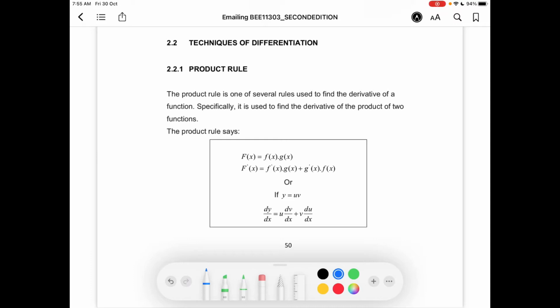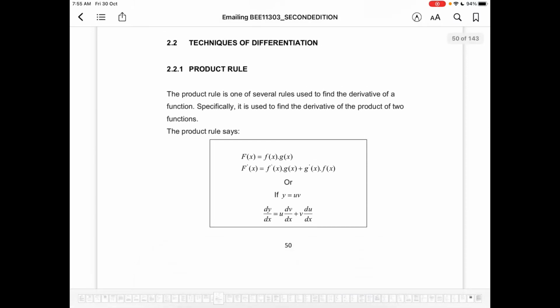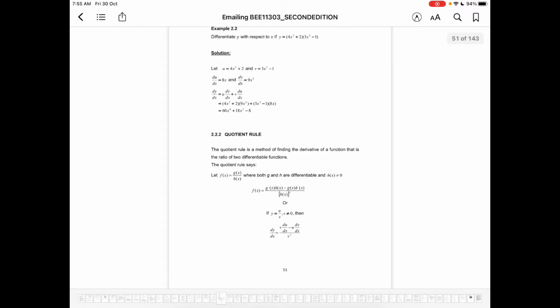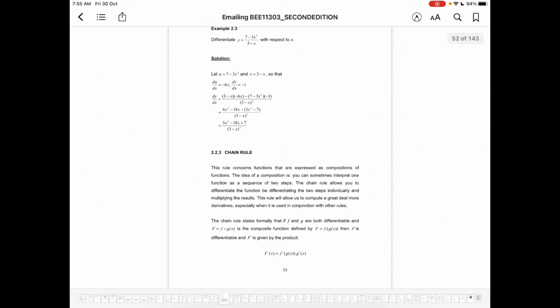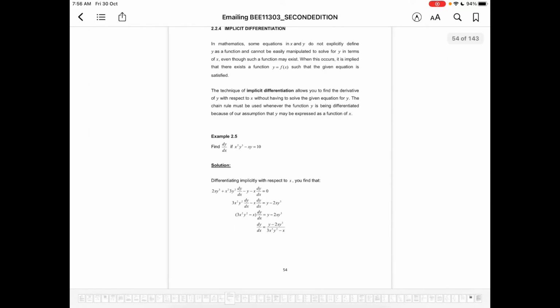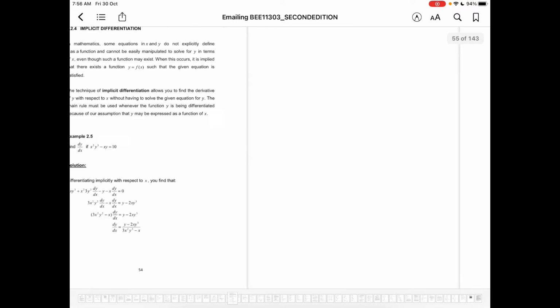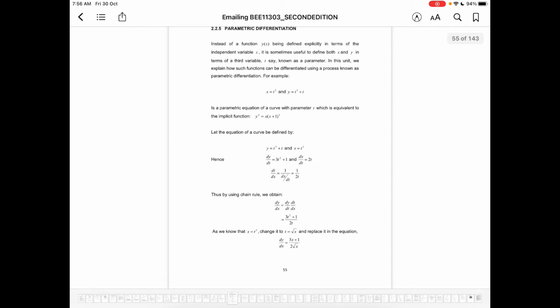So let's proceed with part 2. We continue with 2.2 Techniques of Differentiation. Under this topic we have the product rule, and we have the quotient rule. That is the second technique. The third technique is the chain rule, followed by technique number 4, which is implicit differentiation, and then the fifth method, which is parametric differentiation.